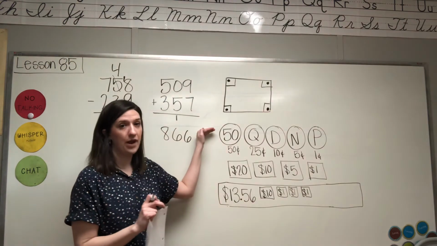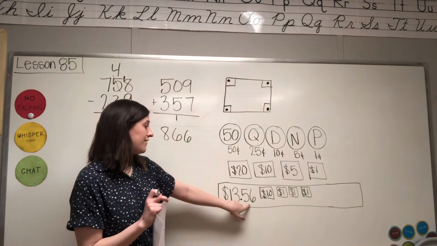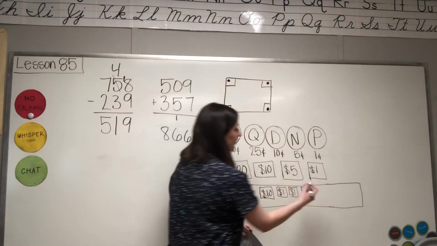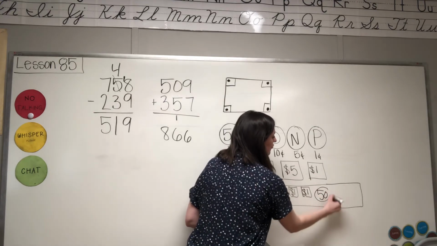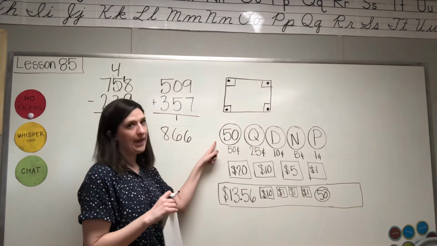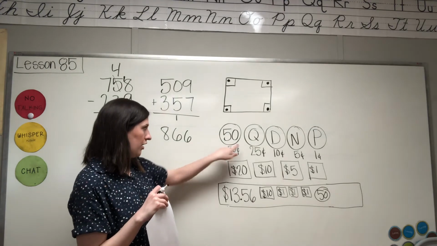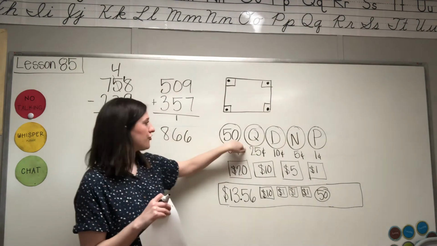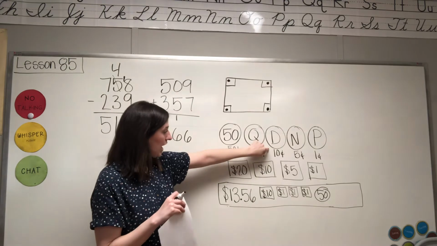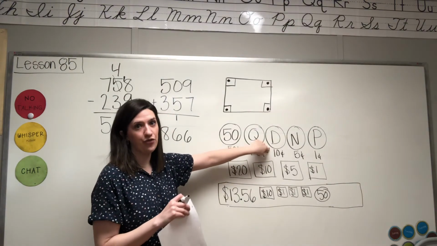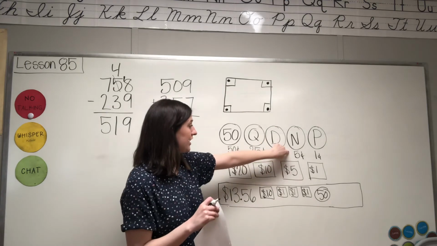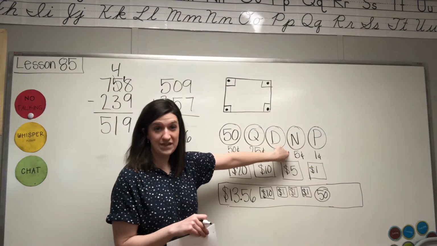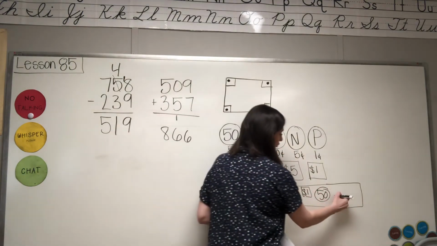Let's start with our biggest coin. Our biggest coin option is the 50 cent piece, and we need 56. So we could use one half dollar, one 50 cent piece. So we'll do that. All right, 50, and then put a circle around it. That's 50 cents. We can't use another 50 because that would be a whole dollar. So we'll move to the quarter. If we use a quarter, that would be 75. That's too much. So let's move down to a dime. If we use a dime, that's 60. That's too much. So let's move down to a nickel. If we use a nickel, that's 55, which is great. So let's use one nickel.